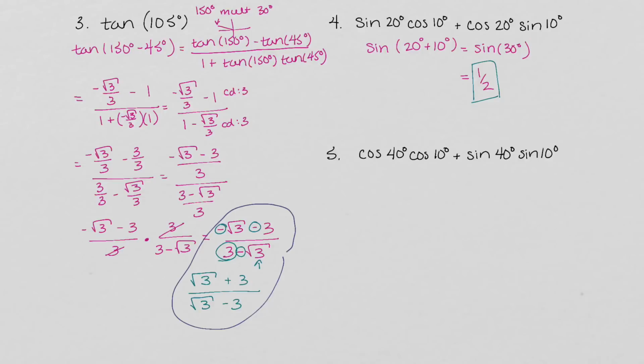Again, with the cosine, I noticed that what I have is the difference identity for cosine. So this is cosine of 40 degrees minus 10 degrees, which is cosine of 30 degrees. And cosine of 30 degrees is the square root of 3 over 2. And that's all we have to do. So these guys look crazy pants and complicated, but they're actually the easier problems to work through.